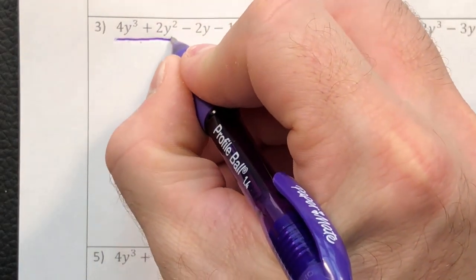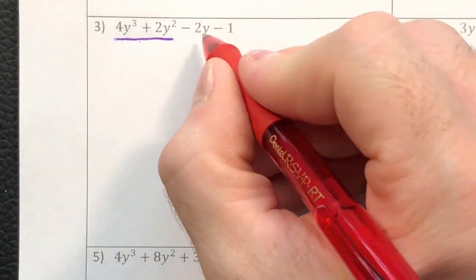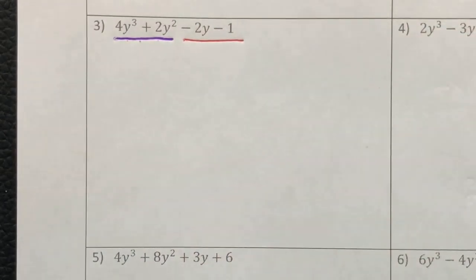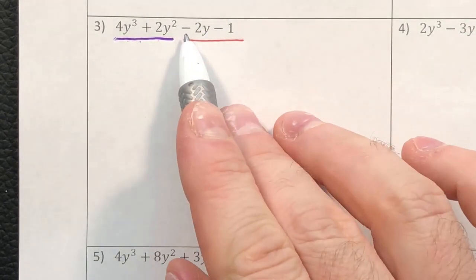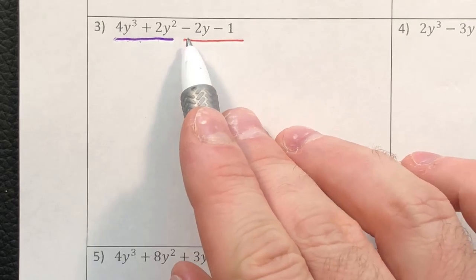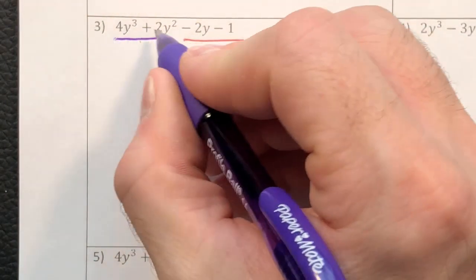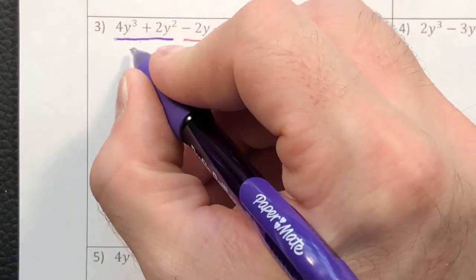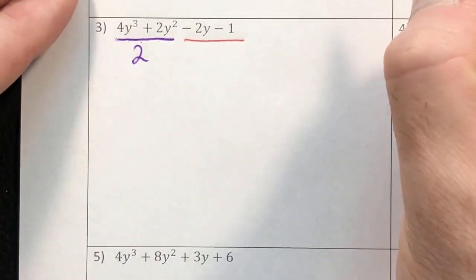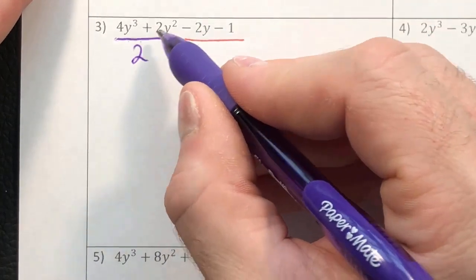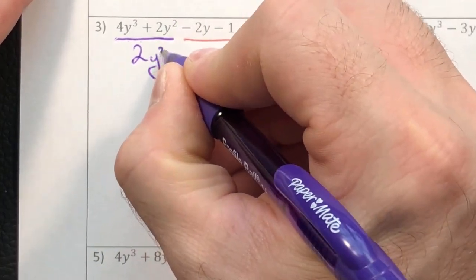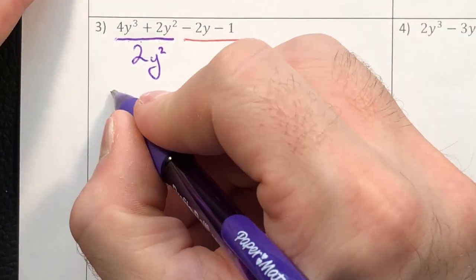I'll say, what can I divide over here? And then, what can I divide over here? Now, with this one, what you're going to notice is the fact that I'm leading with a negative. So this is going to mean something different is going to happen, but we'll see about that in just a moment. I go through and I say, what can 4 and 2 both be divided by? They can both be divided by 2. With y cubed and y squared, I can divide by a y squared. So I'm going to go ahead and pull that out.